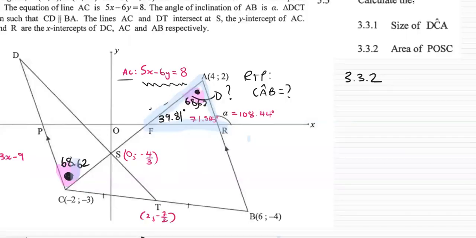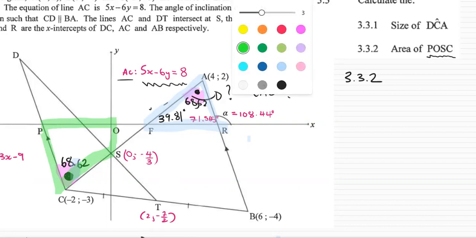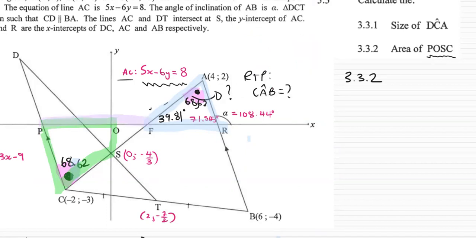Number 3.3.2 asks for the area of POSC. So it's POSC. Okay. I'll talk a little bit about this first, and then we can put down the proof. So POSC, for me, I immediately see it as, if you take a look at the PFC, that's the big triangle, the purple triangle there.